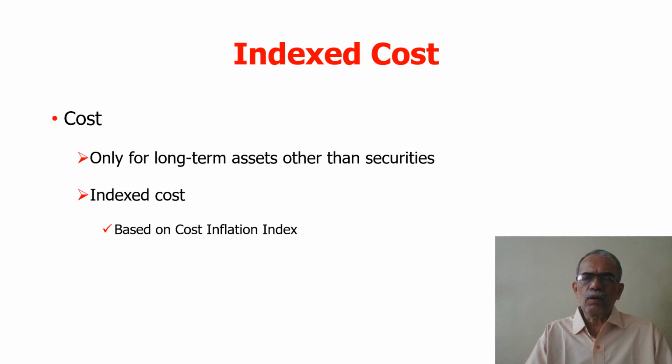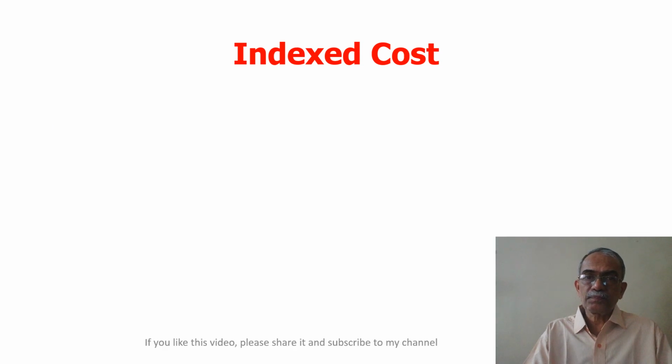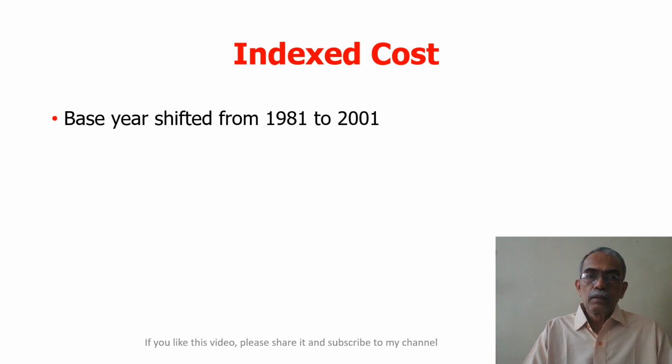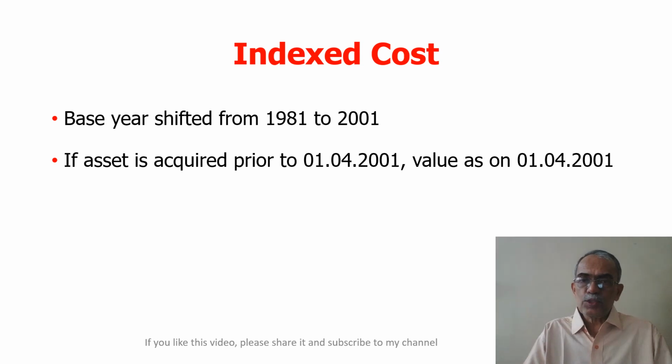Every year, somewhere around July, August, the government comes out with the inflation rate and the cost of inflation index. So there is a table, and based on that, we have to work out the cost. For working out this indexed cost, the base year was earlier 1981. Now this has been shifted to the year 2001. If an asset is acquired prior to 1/4/2001, then the value as on 1/4/2001 will be taken as the cost.